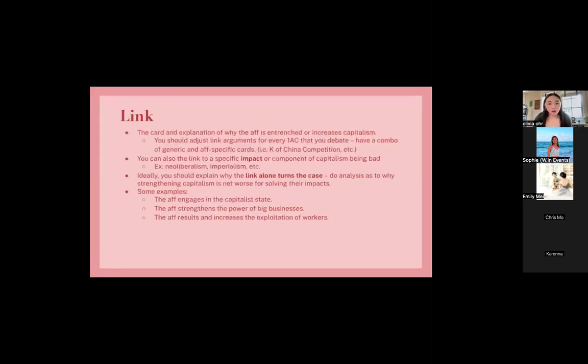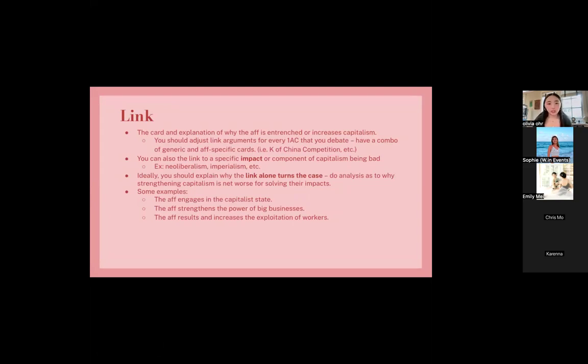So the link is the carded explanation as to why the aff is either entrenched or tied to increasing capitalism. A generic tip is that you should adjust link arguments for every 1AC that you debate. So you should have a combo of generic and aff specific cards.